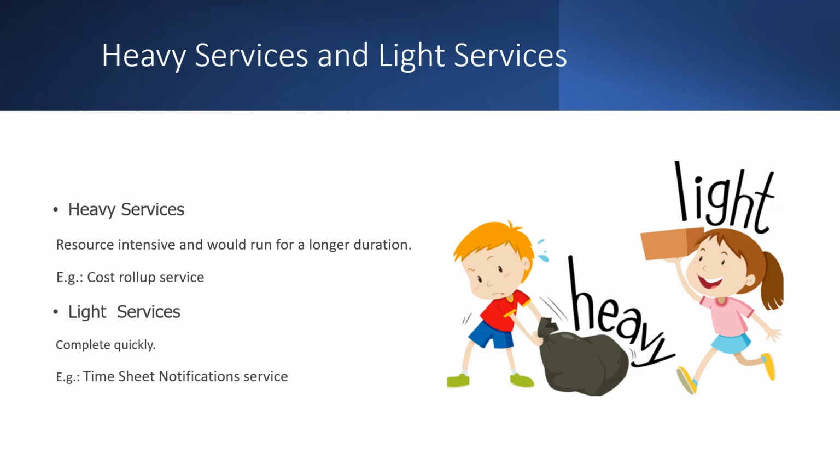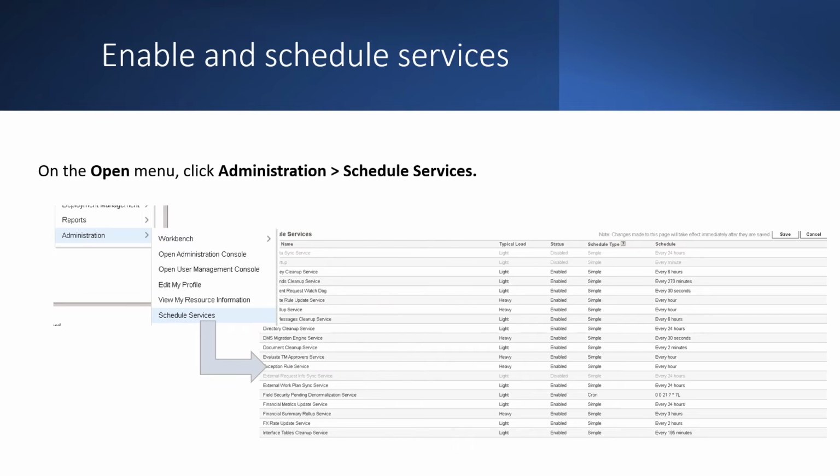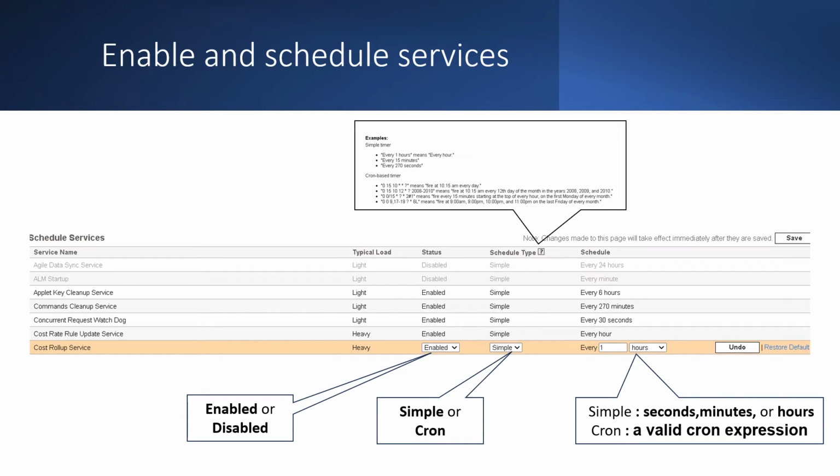Next, let's take a look at how to schedule the service. On the Schedule Services page, which can be found under the Open Administration menu, you can check the listed service information, such as whether the service is enabled, the type of expression used to schedule the service, and so on. Then you can click the table row that displays the service you want to modify. To enable or disable the service, from the status list, select Enabled or Disabled.